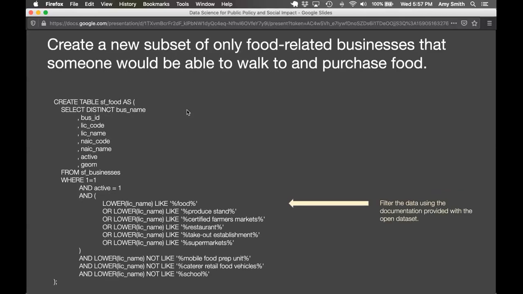My next step was to create a subset of food-related businesses that someone would be able to simply walk into and purchase food. This would include restaurants, supermarkets, takeout, farmers markets, produce stands, anything like that. And all of this information was included in the metadata for the open data set, which is great. The other thing I did was I filtered out some food-related categories that I didn't think really made sense for my analysis. So things like food prep units, caterers, and school cafeterias. I didn't include those in my analysis.